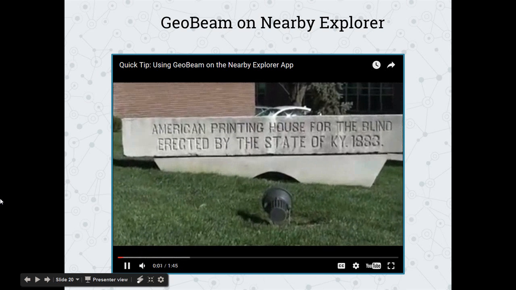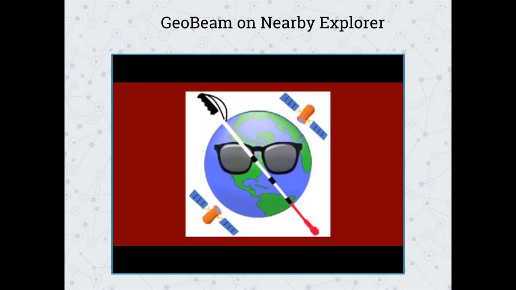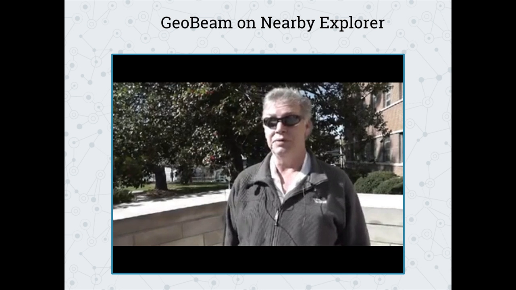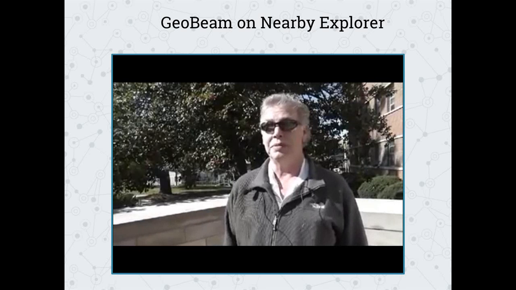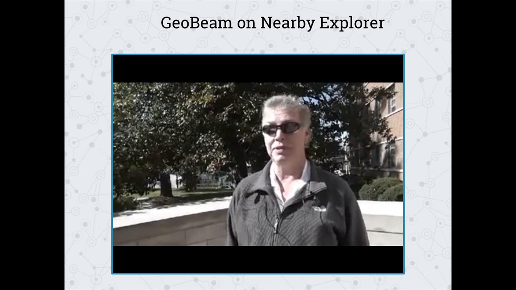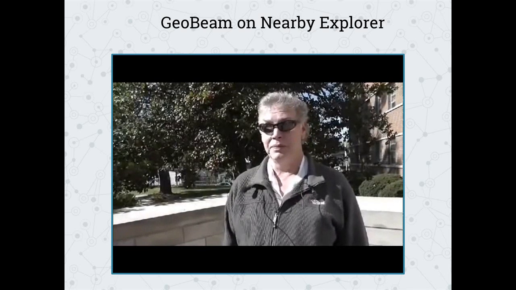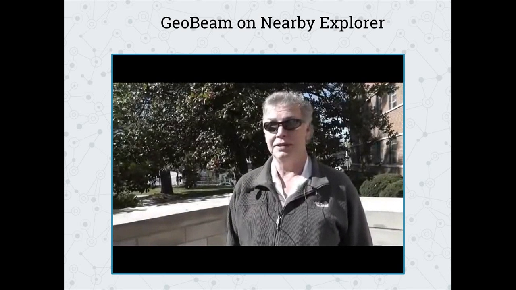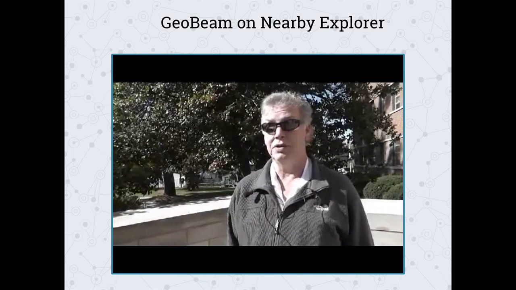Hello, I'm Larry Skutchall, here to talk to you today about the GeoBeam feature of Nearby Explorer. Nearby Explorer is an Android GPS app that runs on any modern smartphone running Android. GeoBeam is a way to point your phone to objects in the environment and get tactile and audio feedback about what they are. You'll get a tone telling you how close it is, a vibration when you're pointing at it, and then an announcement of what it is and how far away it is. And I'll show you how it works.